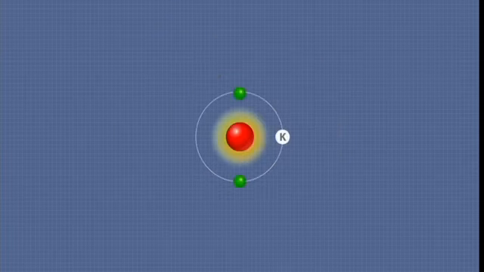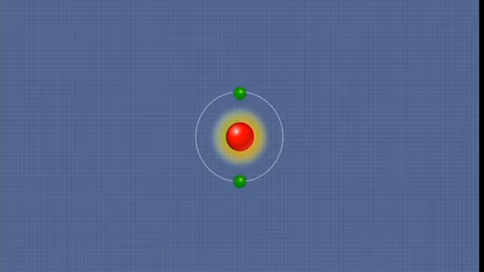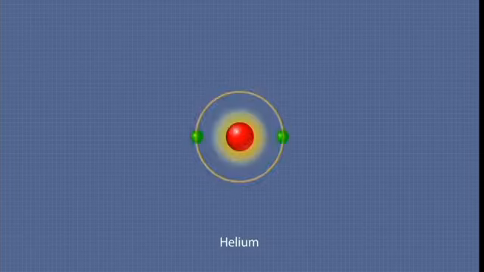There is an exception if the outermost shell is the first shell or K shell. The shell can hold only 2 electrons. For example, helium has only one shell in its atom.